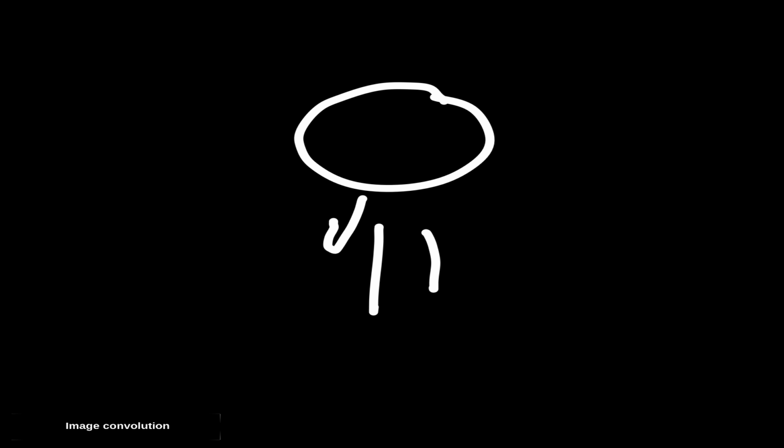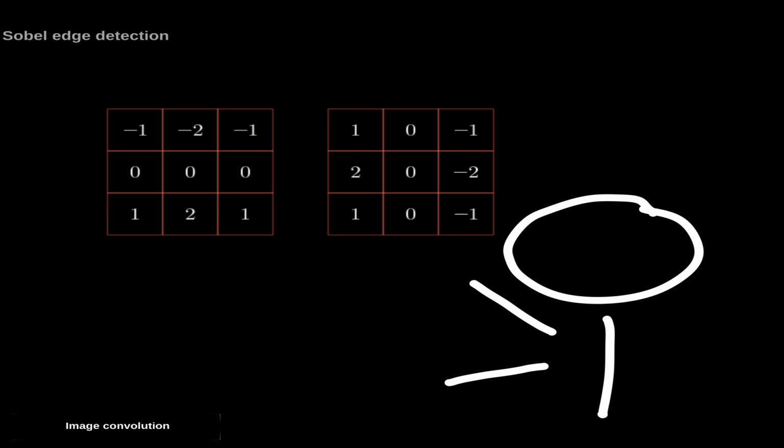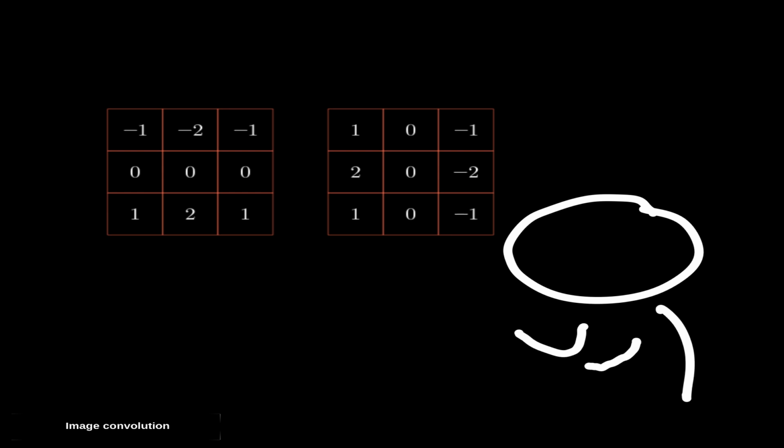Image convolution can also be performed with multiple kernels. This is the case for a lot of edge detection methods. For example, Sobel edge detection uses these kernels. After convoluting the two kernels and the image, we sum up the results and take the square root.